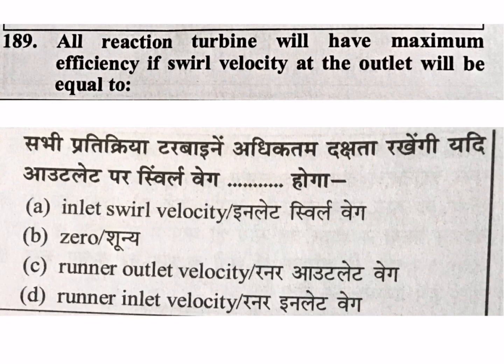Then next question. A reaction turbine will have maximum efficiency if the velocity at outlet will be equal to the maximum efficiency velocity. It should be 0 from the options, inlet velocity, then 0. B is your correct answer.